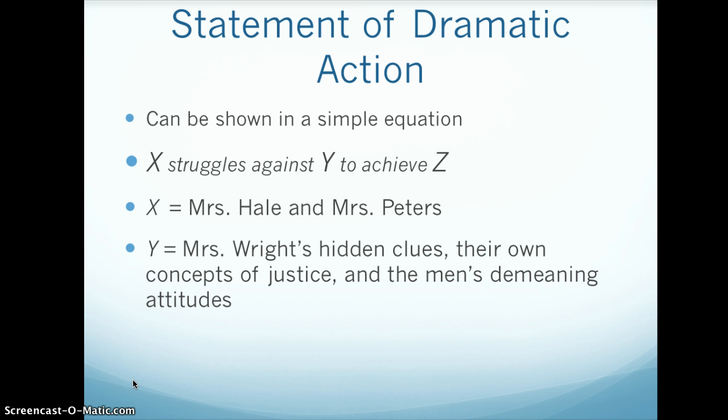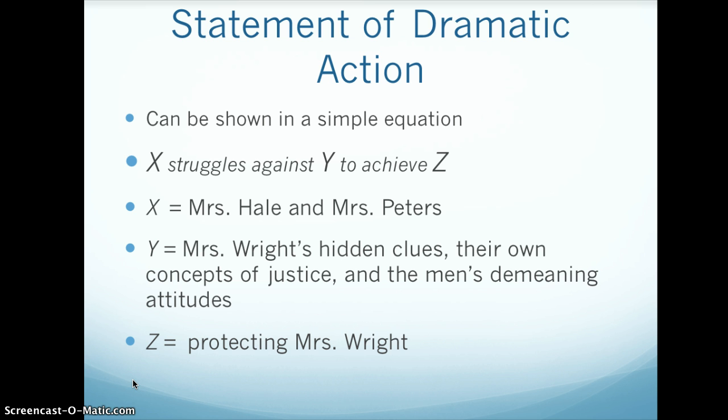Mrs. Wright leaves some hidden clues behind. They have their own particular concepts of justice that they struggle with and try to grow from. And they also struggle against the men's demeaning attitudes. So to me, there are three parts to what we would call the antagonist. And finally, what they really decide they want to achieve is how can they protect Mrs. Wright? That really becomes the main goal that the women have.